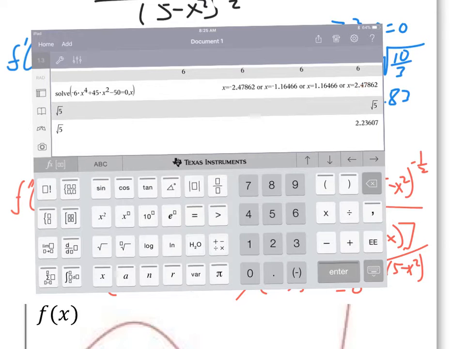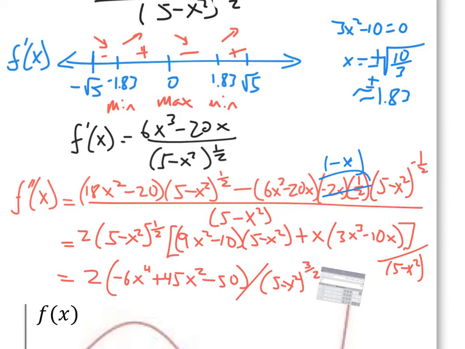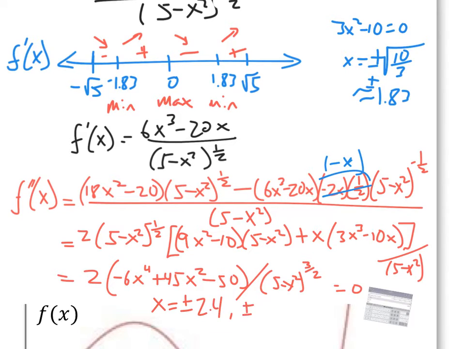Notice, though, the 2.4 is outside the square root of 5. Square root of 5 is 2.23, so that's too small. That's positive. That's too big, okay? So we want positive and negative 1.16. There's the solutions we care about, okay? X equals plus minus 2.4, but we're going to throw that out, and plus minus 1.16. Okay, those are the ones we care about. Those are our inflection points.